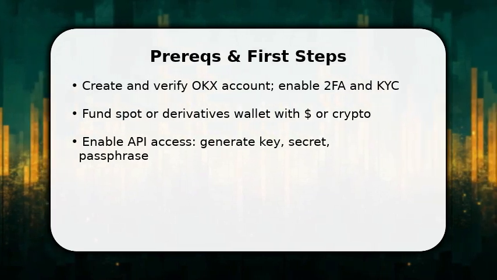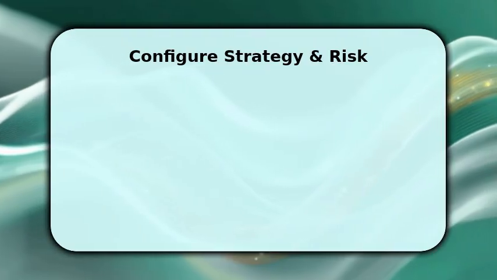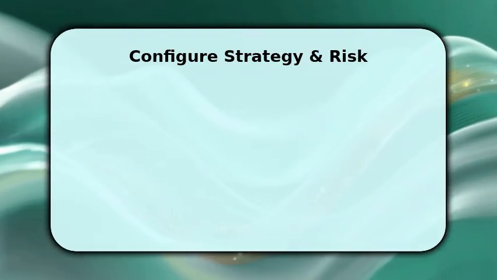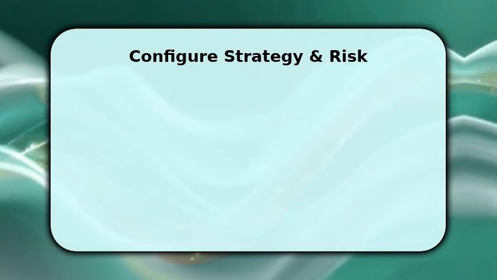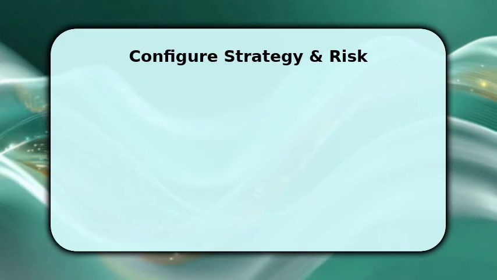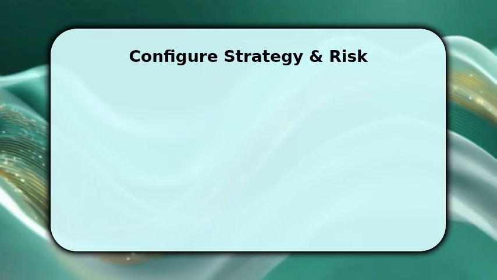Now you set the brain of the bot. Pick grid for range markets, DCA for buy-the-dip behavior, or trend following for momentum. Configure trade size and maximum concurrent orders so one position never uses your entire balance. Use stop-loss percentages and take-profit targets to control risk.